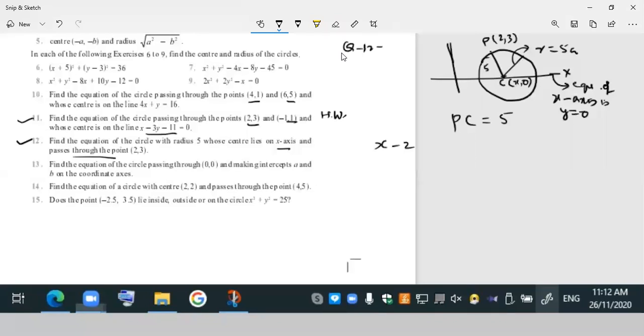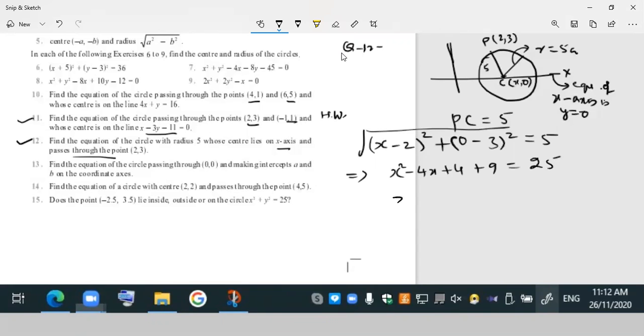So (x minus 2) whole square plus (0 minus 3) whole square under the root. This is the distance PC, which is equal to 5, and solve it. We get (x minus 2) whole square, x square minus 4x plus 4, 3 square is 9, and squaring both sides, 5 becomes 25. So we get x square minus 4x plus 13 minus 25 is equal to 0. So x square minus 4x minus 12 is equal to 0.